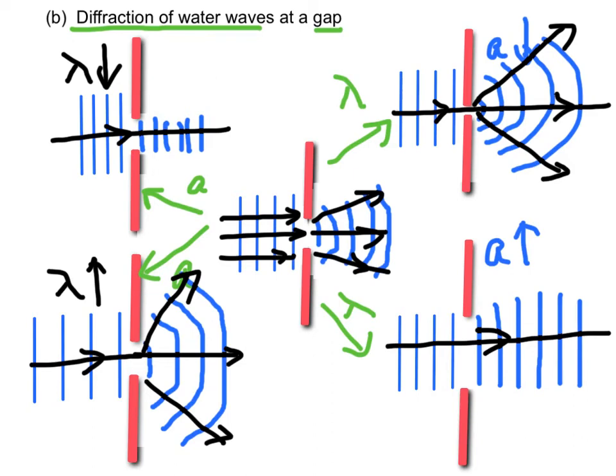As a conclusion, in order to increase the significance of diffraction through a gap, we may either use a longer wavelength wave or use a smaller gap width.